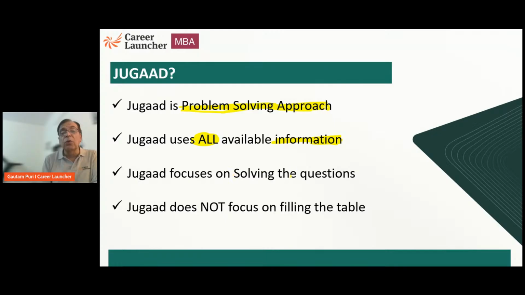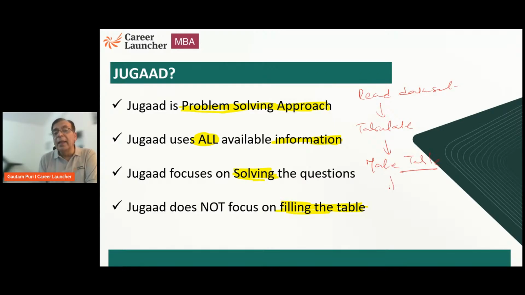Secondly, Jugaad's focus is on solving the question. We are interested only in solving the question. Unfortunately, most of the students worry about filling the table. For most of the students, the process that they adopt is fill the table, go to the question, mark the answer. So the way most students work is, you will read the data set, then tabulate the data, make the table or solve the table, whatever other processing you have to do, and then go to the questions and mark the answer. Now, this is a very stupid way of doing a paper.